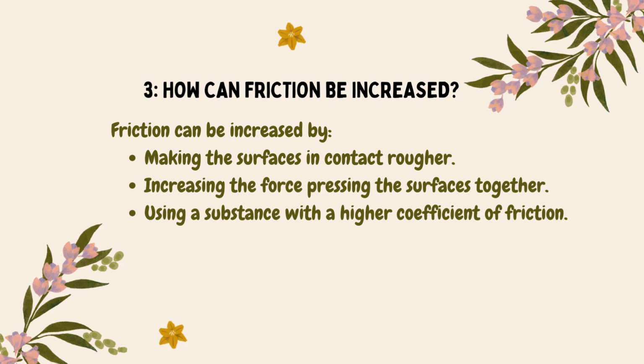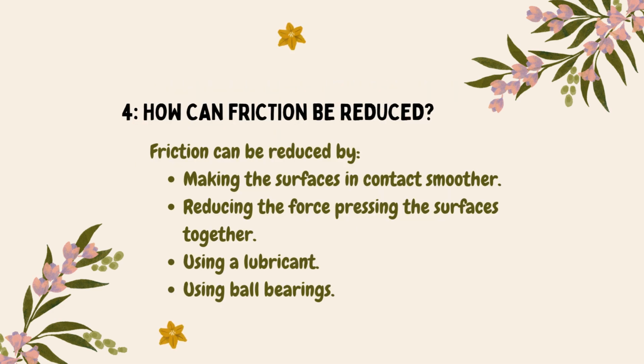3. How can friction be increased? Friction can be increased by making the surfaces in contact rougher, increasing the force pressing the surfaces together, using a substance with a higher coefficient of friction. 4. How can friction be reduced? Friction can be reduced by making the surfaces in contact smoother, reducing the force pressing the surfaces together, using a lubricant, using ball bearings.